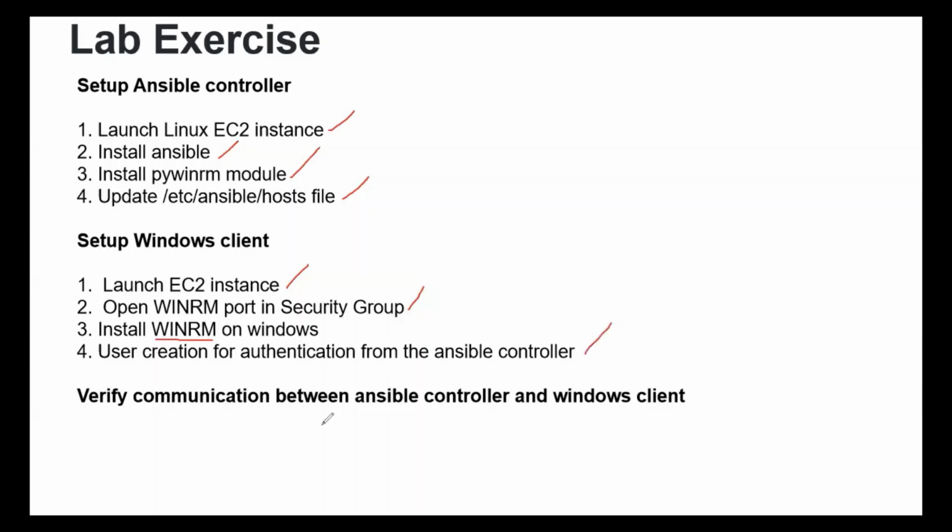So once all these steps are done, we are going to verify the communication between the Ansible controller and the Windows client, and we will try to execute some Windows commands from the Ansible controller. We will see if it works, and we will also try to execute a playbook to install some software packages on the Windows client. Okay, so this is the sequence of steps that we will do.